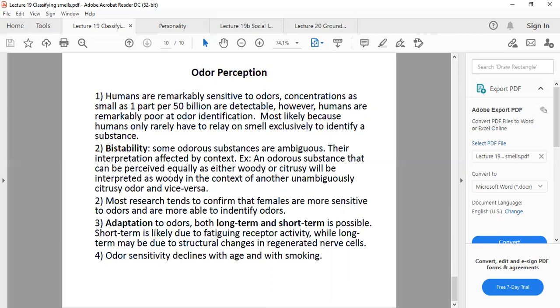So most research tends to confirm that females are more sensitive to odors and can identify quite a number of odors. So adaptation to odors, both long-term and short-term, is very possible. Short-term is due to fatiguing receptor activity, like you stress your receptor activity and then get fatigued. And long-term is more due to structural changes in regenerating nerve cells. So odor sensitivity declines with age and also with smoking.